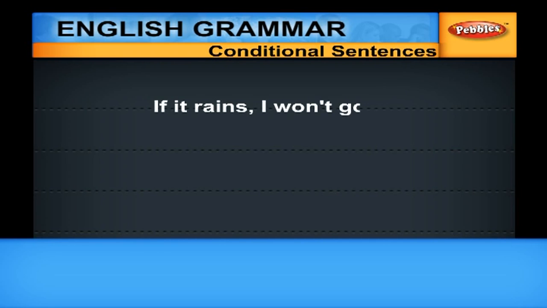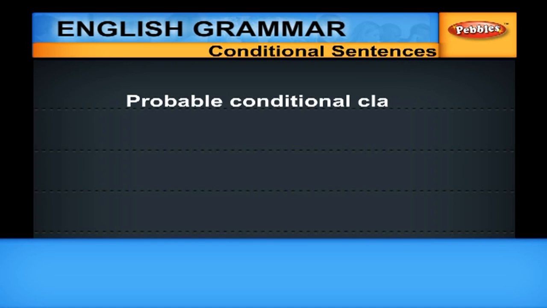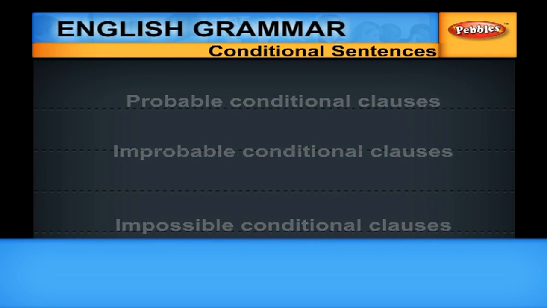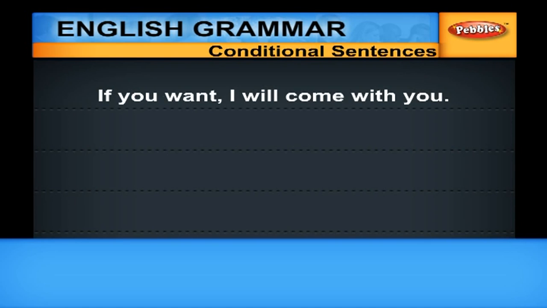If it rains, I won't go out. Here, the condition clause is, if it rains. If it rains, what will happen? I won't go out. There are three types of conditional sentences. They are probable conditional clauses, improbable conditional clauses, and impossible conditional clauses. In a probable condition, you make a condition.